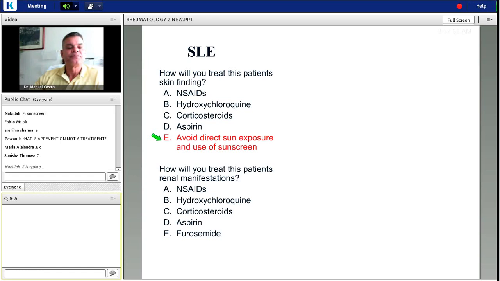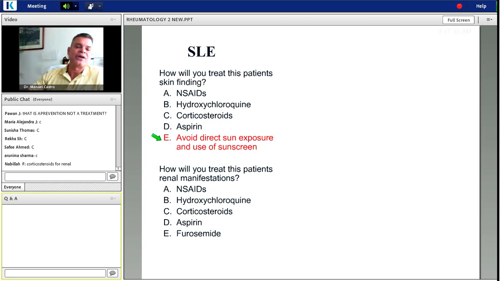Well, yes, but that's how we prevent it, Pawan. Yes, maybe the question wasn't completely... You do, it's a treatment plan, it's a management plan, okay? So part of the treatment is actually to avoid direct sun exposure and use sunscreen. That is a treatment, okay? So, yeah, and that will prevent it too, okay?